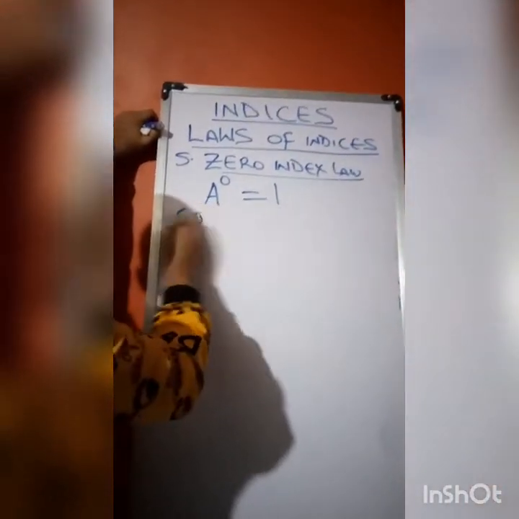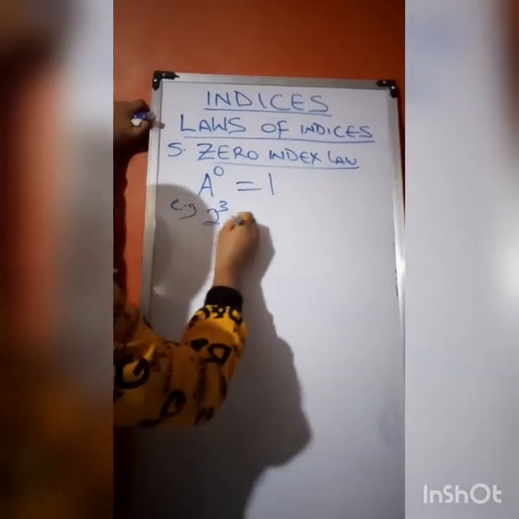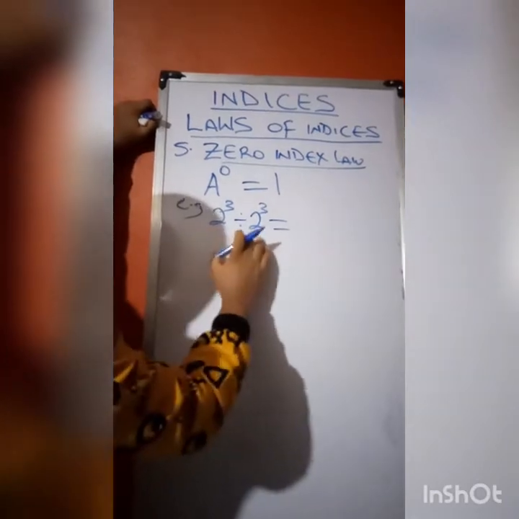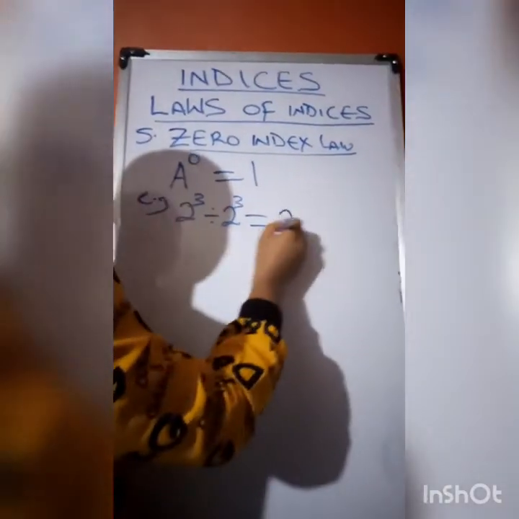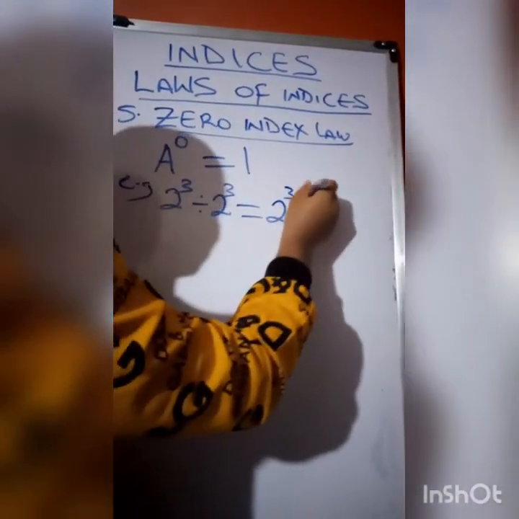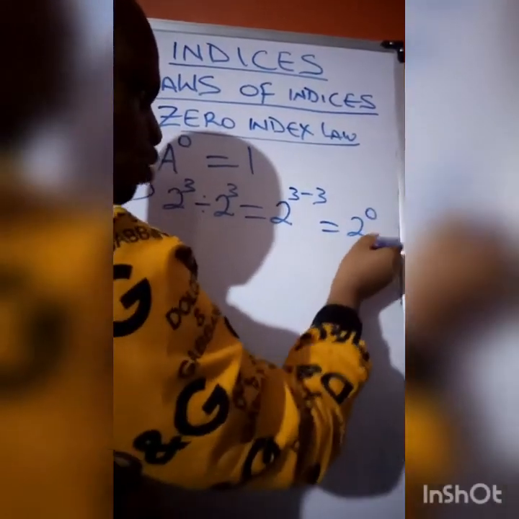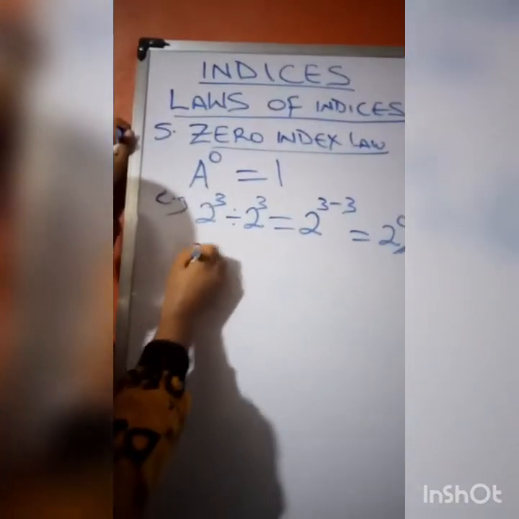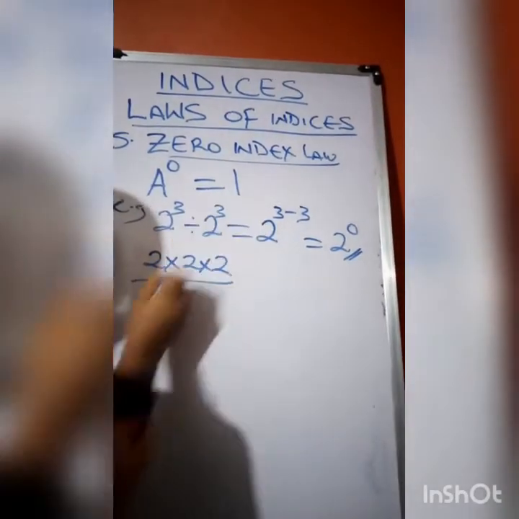Let's see an example. If I am given 2 raised to power 3 divided by 2 raised to power 3. Now remember, let's apply our division rule here. 2 raised to power 3, because these two are the same, 2 is the same as what? 3 minus what? 3. And this will give me 2 raised to power 0. Now I want to see if 2 raised to power 0 will give me 1. Let's expand this one. 2 raised to power 3 is what? 2 times 2 times 2, all over 2 raised to power 3.